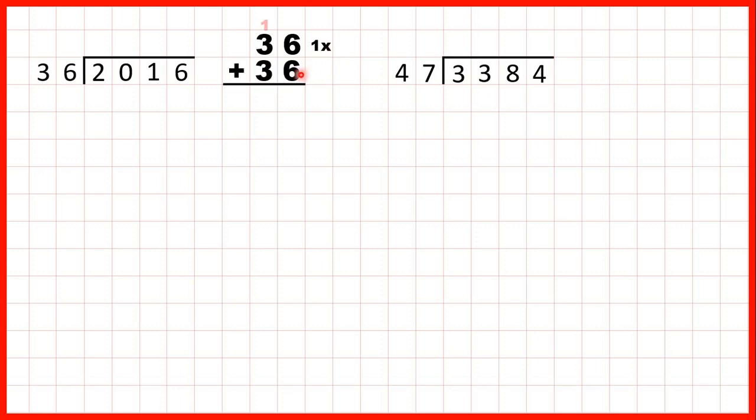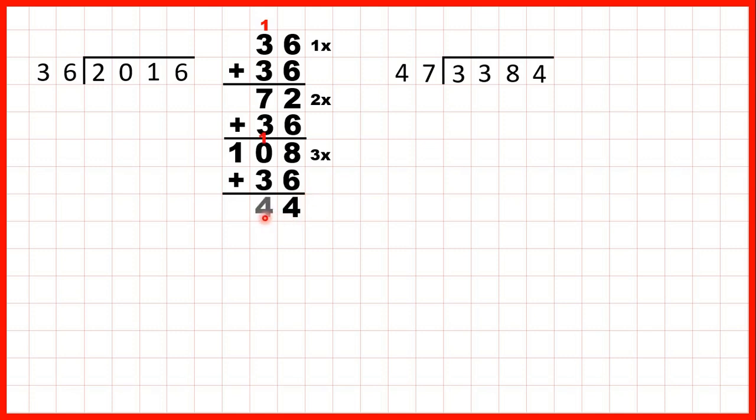If we add another 36, we get 72, so that must be 2 times 36. Adding another 36 gives us 108 for 3 times, another 36 gives us 144 for 4 times, and another 36 gives us 180 for 5 times. So now that we've calculated to 5 times, let's look back at our question.